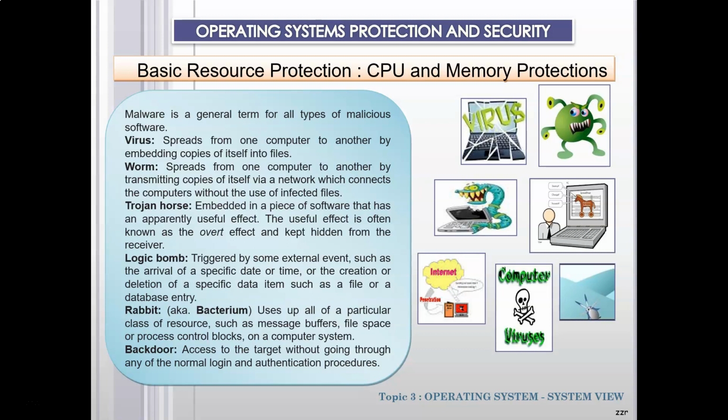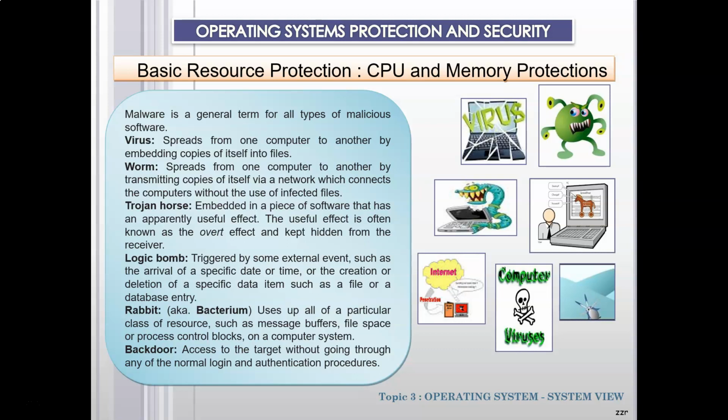Once you have been infected with a worm, it can easily spread from one computer to another computer by transmitting copies of itself via the network which connects the computers, without the use of infected files. So a worm is more dangerous than a virus because it spreads automatically. It does not necessarily require user intervention, like what we have in a virus.